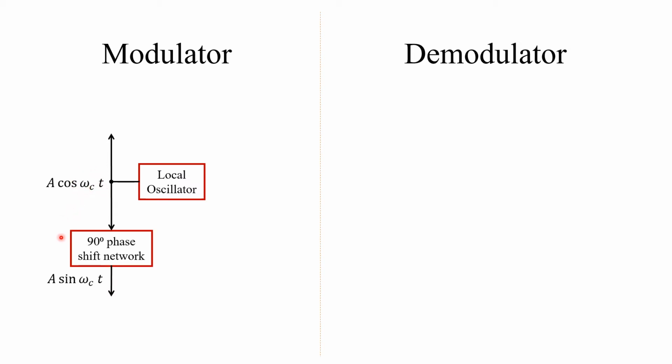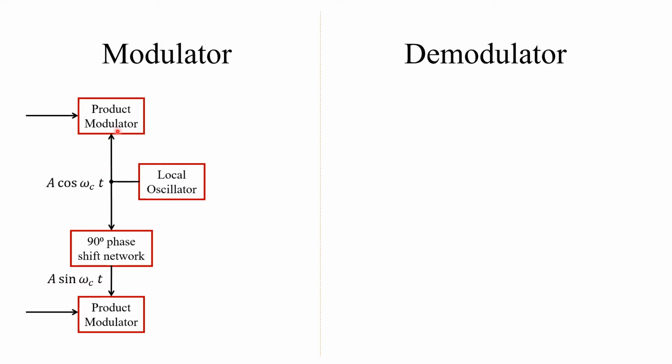And then to generate the 90-degree shifted version, we will use a 90-degree phase shift network which will produce a sinusoidal signal, but both will have the same amplitude A and same frequency omega c. Two product modulators have to be used to modulate the two input signals that are given as input to the modulator. These two inputs can be two analog signals or two digital signals. Two messages can be transmitted simultaneously.